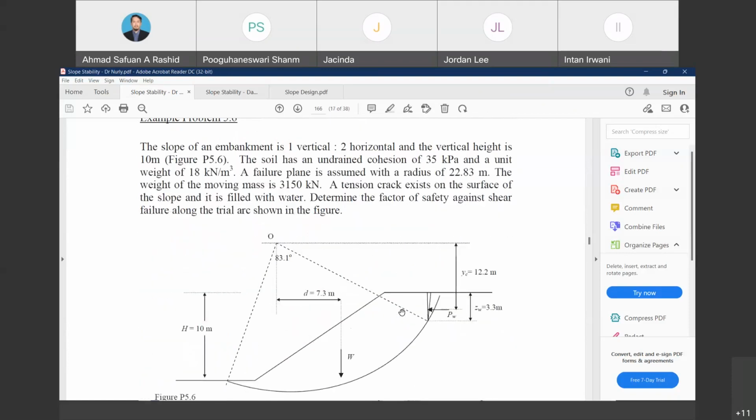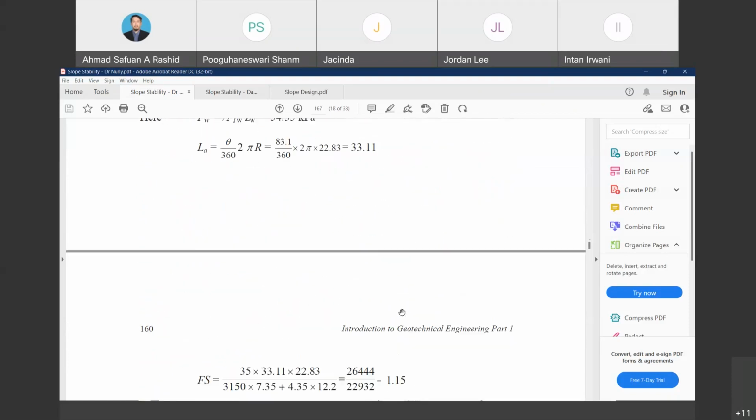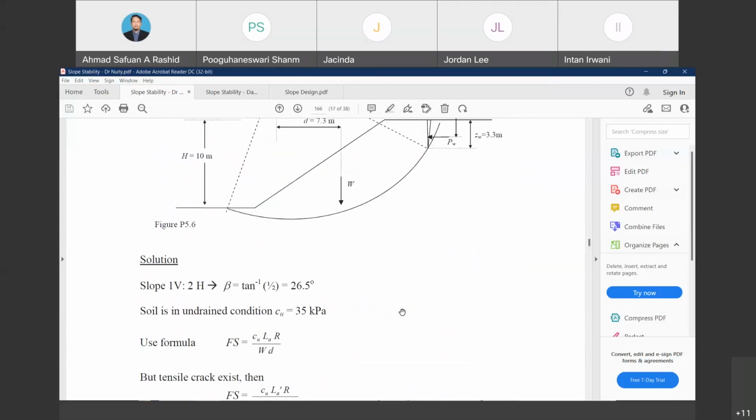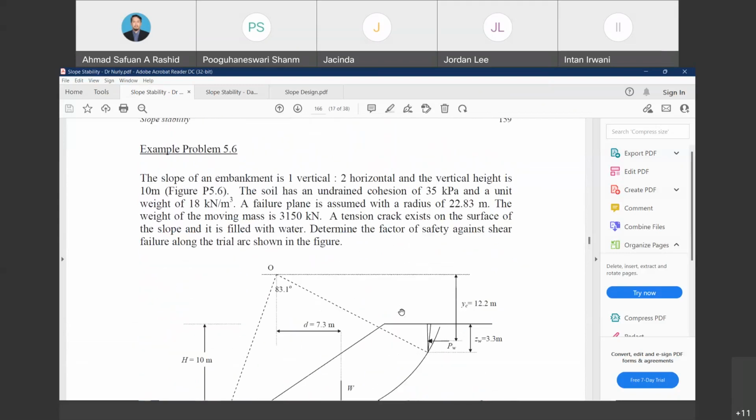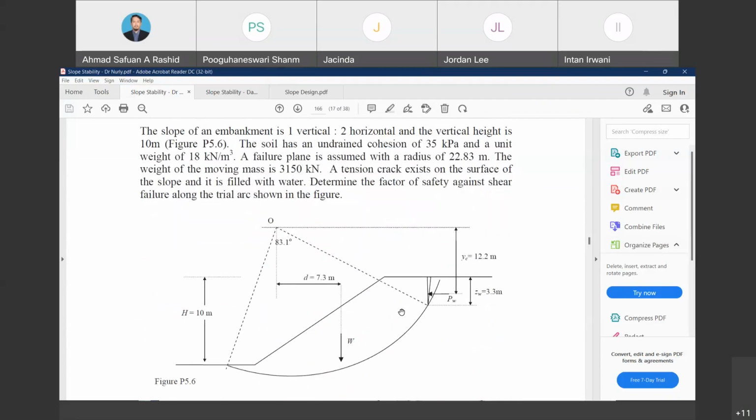Okay, another example, on a tension crack. The slope of the embankment is 1 vertical over 2 horizontal, and the vertical height is 10 meters. The soil has an undrained cohesion of 35 and unit weight of 18. A failure plane is assumed with a radius of 22.83. So that is the R. The weight of the moving mass is 3150. So this is the weight of the slope.